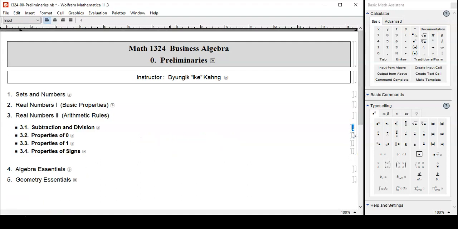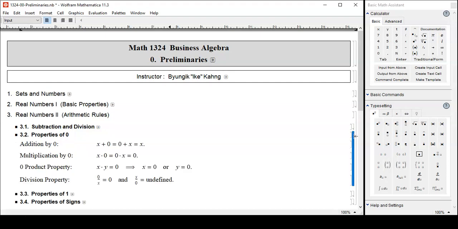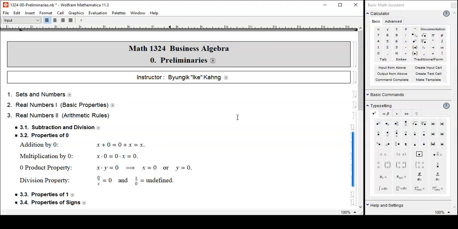All right. What's the next topic? Properties of 0. Okay. Addition by 0, no change there. That's because 0 is the additive identity. We already saw that in section 2. Multiplication by 0, that's a bit strange. When multiplying by 0, you always get 0 no matter what. And we can actually rigorously prove it, but this is Math 1324, so I'm not going to do that over there.